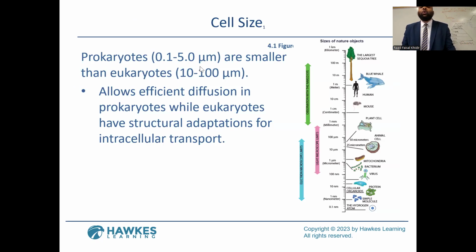They are from 0.1 to 5 micrometers and are much smaller than eukaryotes. That's another distinctive factor, the size. Who's bigger than the other? Are prokaryotes bigger, or are eukaryotes bigger than the prokaryotes? Small size allows efficient diffusion in prokaryotes, while eukaryotes have structural adaptations for intracellular transport.